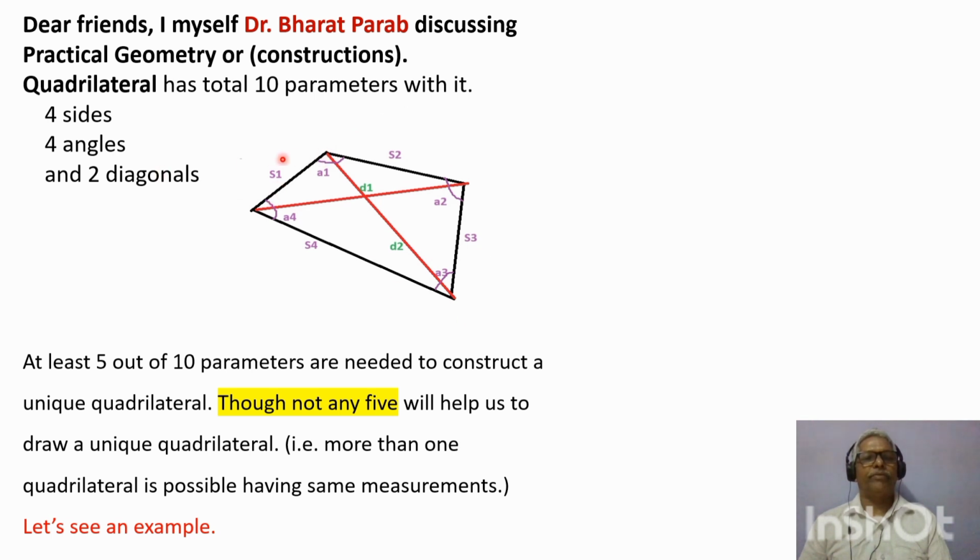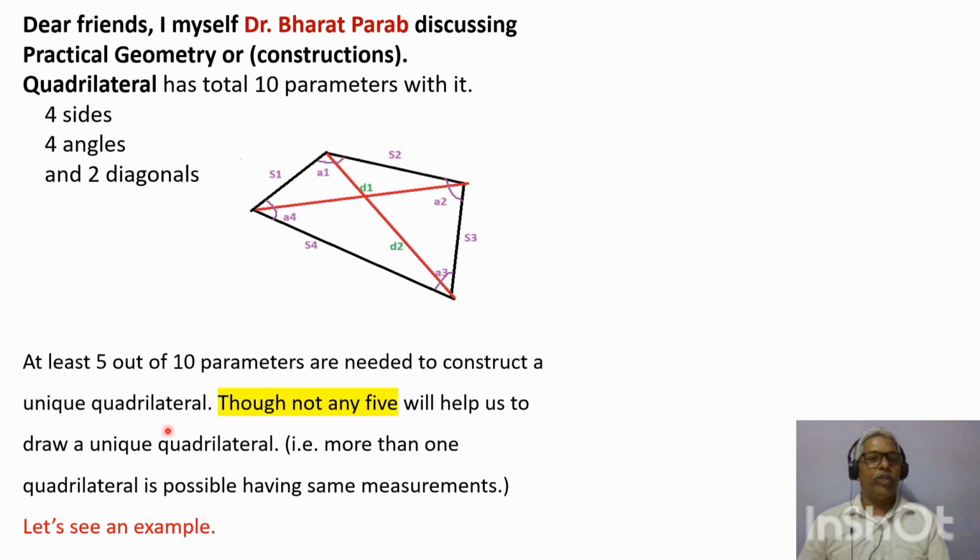So this is a quadrilateral. It has four sides S1, S2, S3, S4, four angles A1, A2, A3, A4, and two diagonals D1 and D2. These are the 10 parameters of a quadrilateral. Now go through this comment here. At least 5 out of 10 parameters are needed to construct a unique quadrilateral. You need to have 5 parameters to construct a quadrilateral.